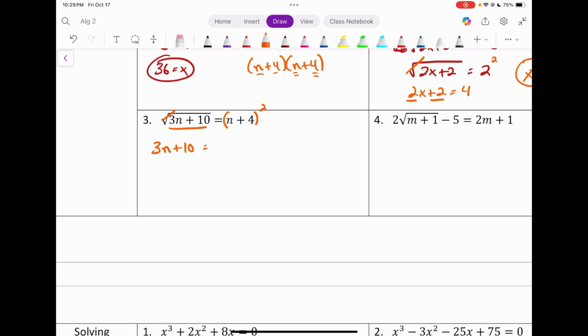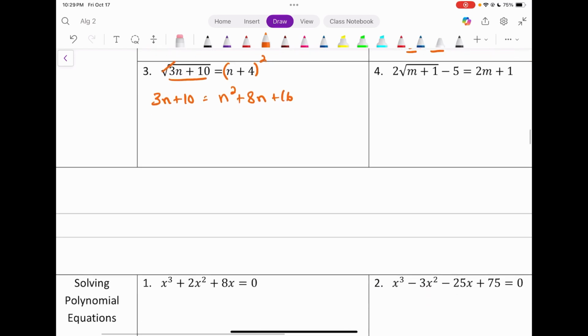And that's going to give you n squared. I'm going to go ahead and combine like terms. Plus 16. Now you end up with a quadratic equation. To move 3n over, I'm going to subtract 3n. To move plus 10 over, I'm going to subtract 10. So it gives me 0 equals n squared plus 5n plus 6.